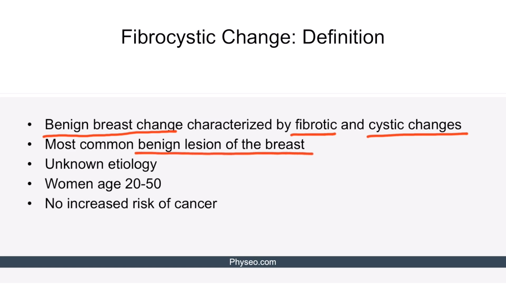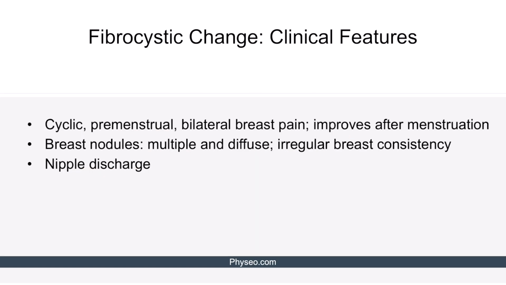The exact etiology is unknown, but it's most commonly found in women aged 20 to 50 years. It's important to note that fibrocystic change does not increase the risk of cancer. Patients with fibrocystic changes of the breast complain of cyclic, premenstrual, bilateral breast pain that improves after menstruation. Breast nodules can be present and are usually multiple and diffuse, causing irregular breast consistency. Nipple discharge may also be present.